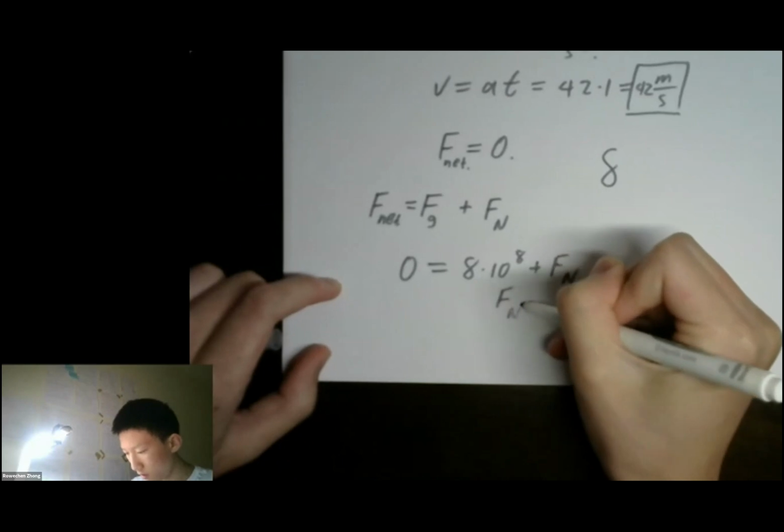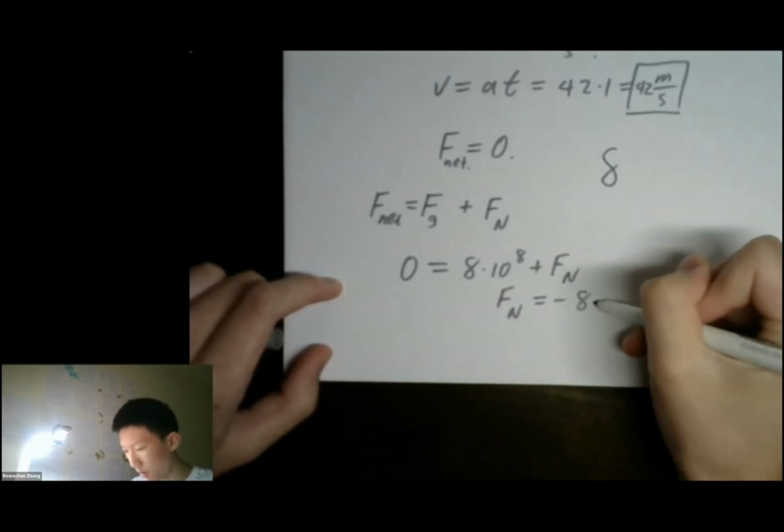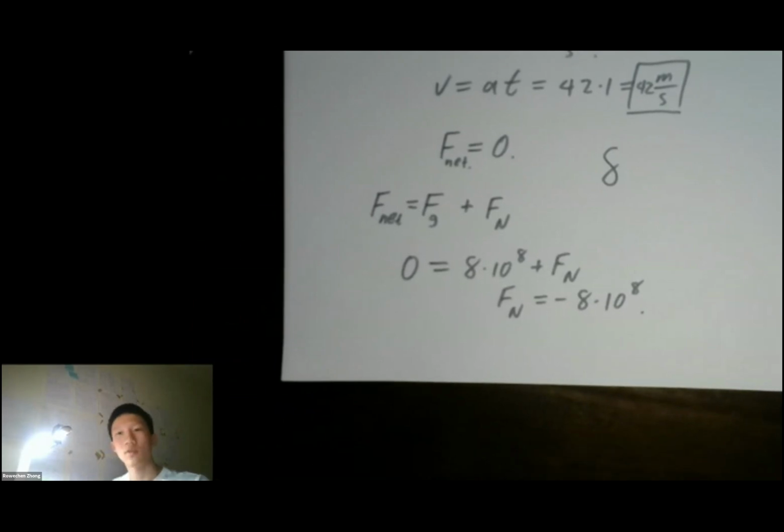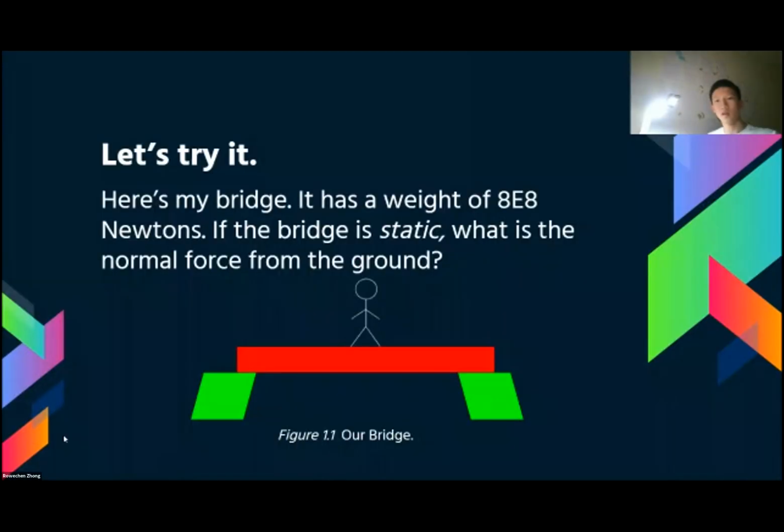So, I mean, this isn't too complicated. Normal force is negative 8 times 10 to the 8. Why is it negative? It's negative because it's directed in the opposite direction as gravity. If we said that the gravitational force was negative 8e8, then the normal force would be positive 8e8. But no matter what, if you add together the two things, it's got to be equal to 0. Not too complicated.